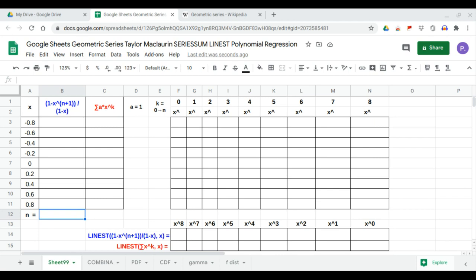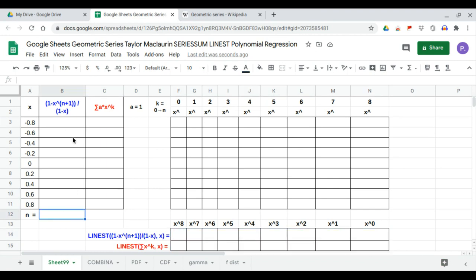In this video, we'll generate the dataset of the geometric series of 1 minus x to the power n plus 1 over 1 minus x. We'll use the Taylor-Maclaurin series sum to generate the expansion, and we'll also use the LINEST polynomial regression to generate the regression coefficients.